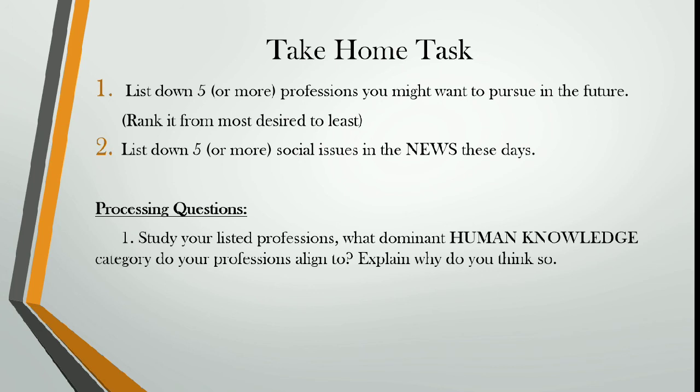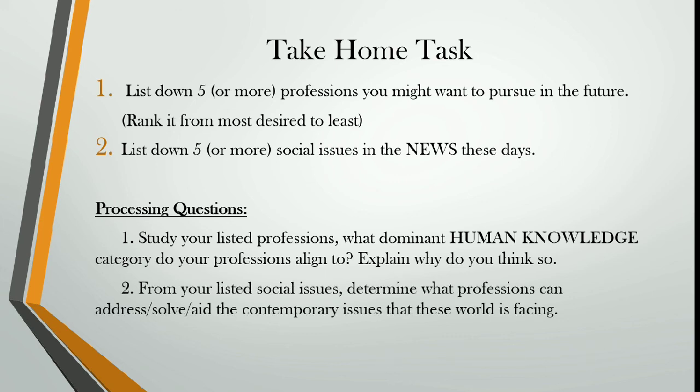First thing that you need to answer with the data that you gathered. First question is, study your listed professions. What dominant human knowledge category do your professions align to? And explain why you think so. Basically, the moment you listed all your professions, you need to mark them up. Which of them is for natural science? Which of those is for social science? And which of those is humanities? Just categorize them and have a short explanation below it. Why do you think you fall into that certain category of human knowledge? So somehow there would be a self-reflection. Reflect on yourself, why you find that category of human knowledge strong in your likings.